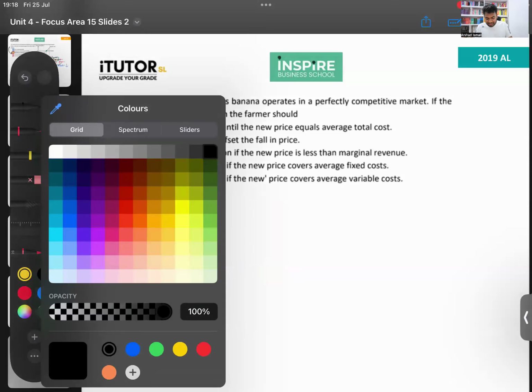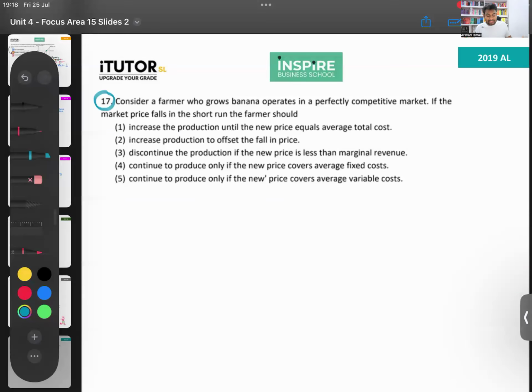2019, question number 17. It says, consider a farmer who grows banana and operates in a perfectly competitive market. If the market price falls in the short run, what should the farmer do? Perfectly competitive market means the farmer is a price taker. So let's say something has happened and the market price of banana has come down. Now this farmer's price has also come down. So the question is asking, what should this farmer do now?